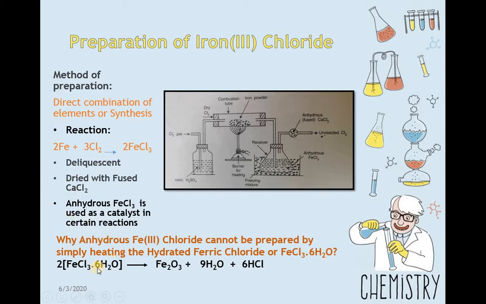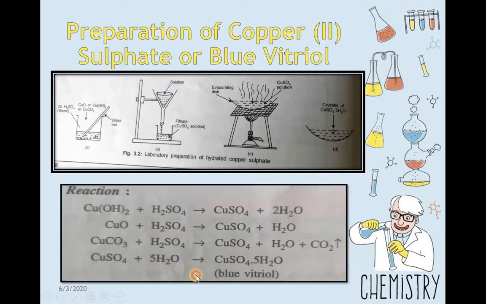Now there is a question: why don't we prepare anhydrous FeCl3 by simply heating the hydrated ferric chloride? Hydrated ferric chloride is FeCl3.6H2O. Because on heating it gives Fe2O3.H2O, Fe2O3 and a single molecule of water. Okay, so that's why it is not used. So this process of direct combination is used.